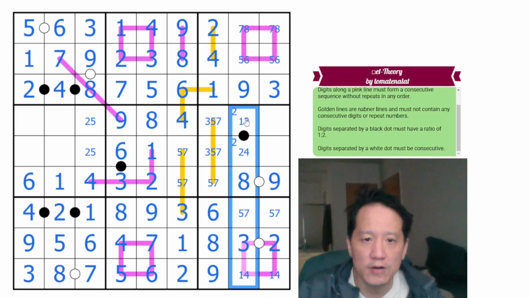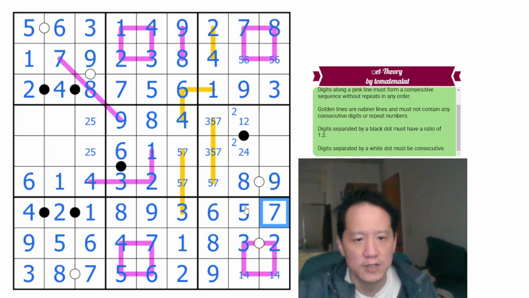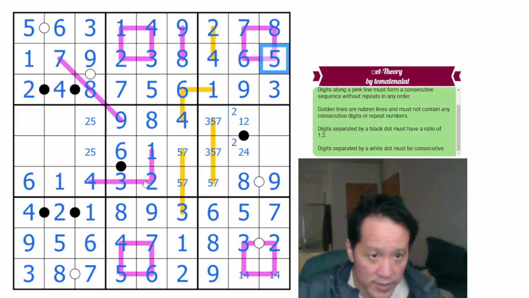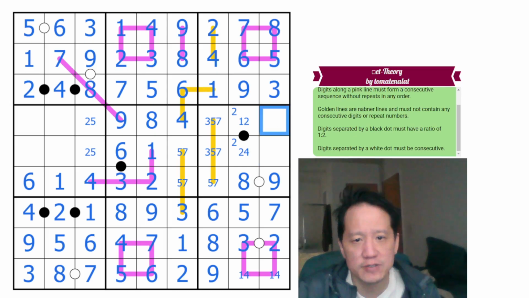This can't be 8, so this is 7, which makes that an 8. This 7 means this can't be 7, so this is 5, which makes that 7. This 5 means this can't be 5, so this is 6, which makes that 5. And now we're just doing Sudoku. We have 1, 4, and 6 left. This can't be 6, so this must be 6.